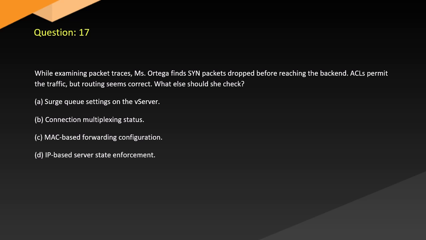Question 17. While examining packet traces, Ortega finds SYN packets dropped before reaching the backend. ACLs permit the traffic, and routing seems correct. Why else should she check? A. Surge queue settings on the vServer. B. Connection multiplexing status. C. MAC-based forwarding configuration. D. IP-based server state enforcement.